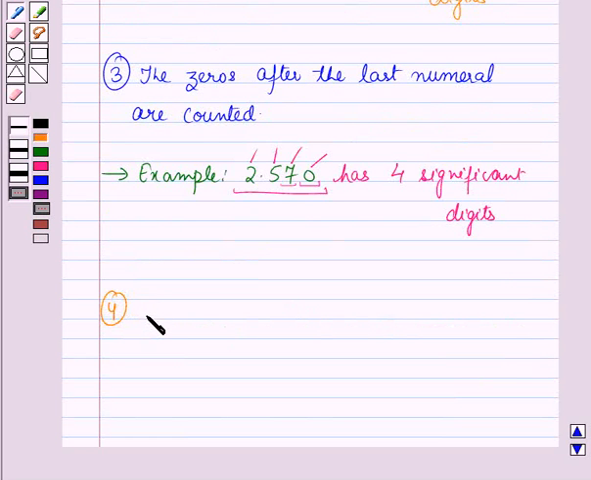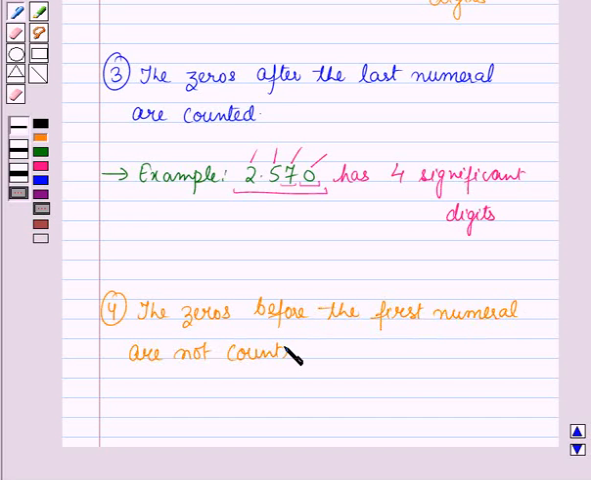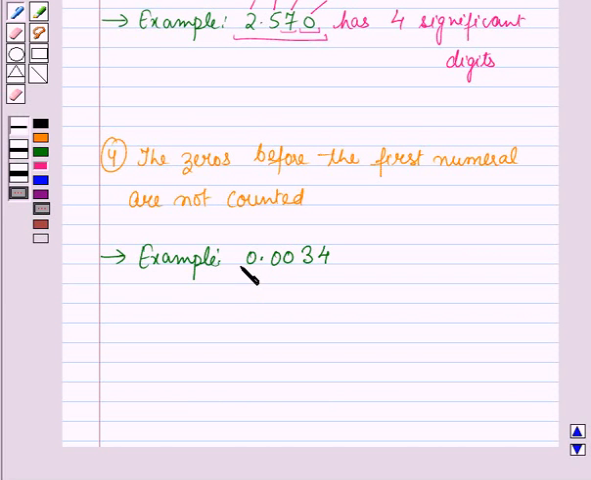Now the next rule is the zeros before the first numeral are not counted. Let us see one example for this. Here, we have to find out the number of significant digits in 0.0034. Now, these are the zeros which are before the first numeral, which is 3. That means these zeros will not be counted. So for this number, the number of significant digits is 1 and 2. So it has 2 significant digits.